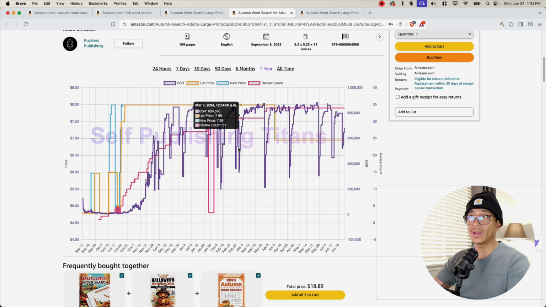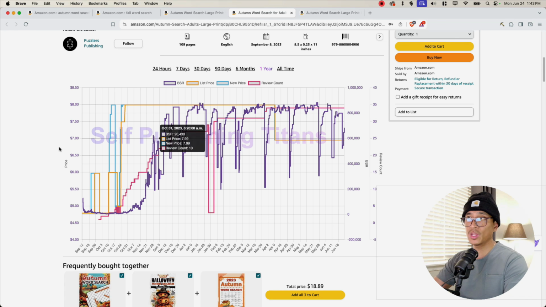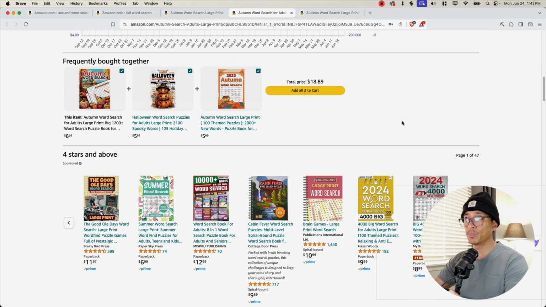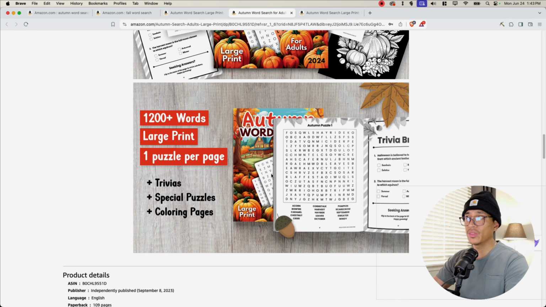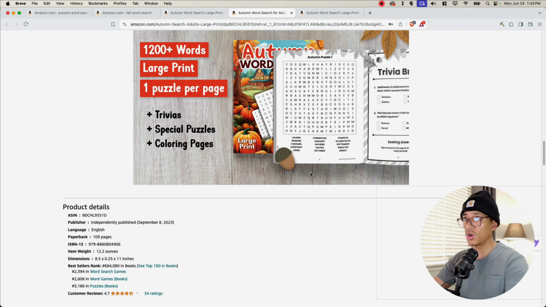But I'm telling you right now that once fall season starts to roll in, you're going to see a similar pattern where this book will start to sell really, really well. And this is what you call a seasonal book. And then a little bit of A+ content right here. So this is the interior of the book, very similar to all the other word search books out there. There's a little bit of a trivia page that they've included, but all in all, very, very similar.